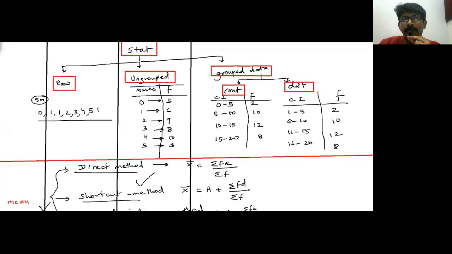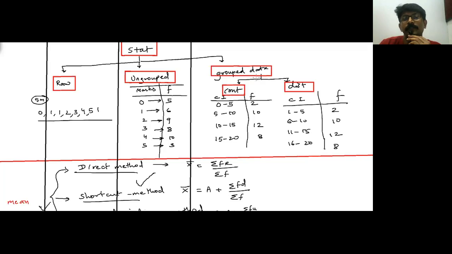Then what is ungrouped data? Say suppose when I have conducted a 5 marks examination, people who got 0 were 5 people. People who got 1 mark, there were 6 people. People who got 2 marks, there were 9 people. People who got 3 marks, there were 8 people. So this type of data is called ungrouped data. You have already learned all these things in standard 9. Am I right? Now, we're going ahead with group data.